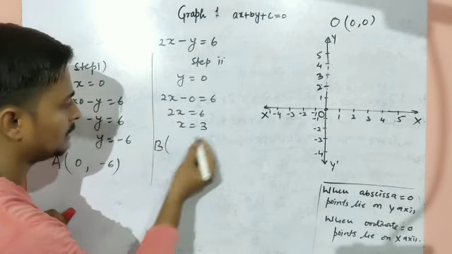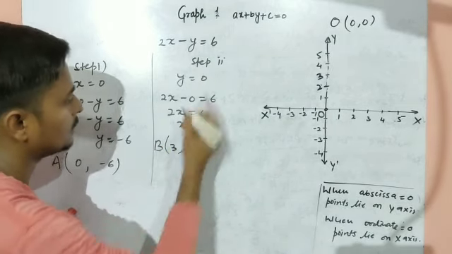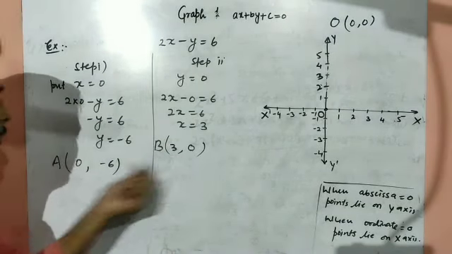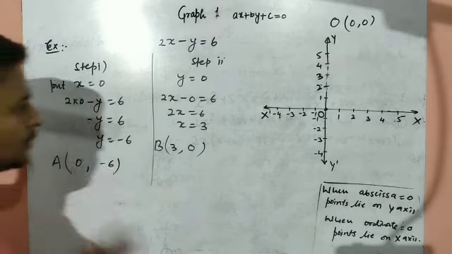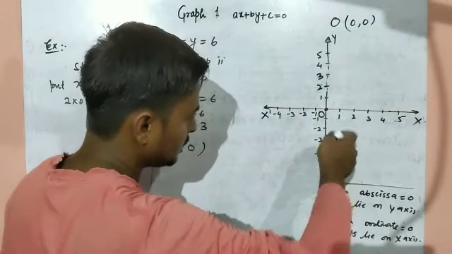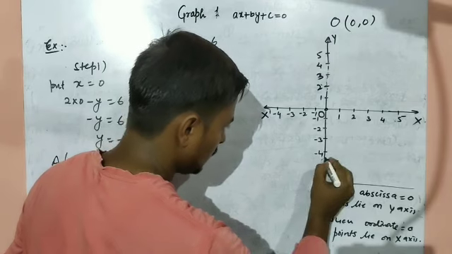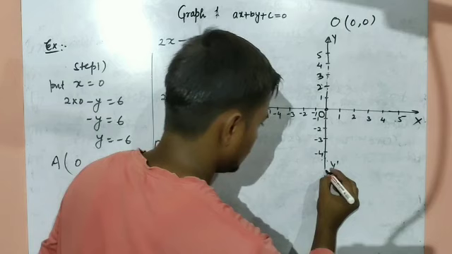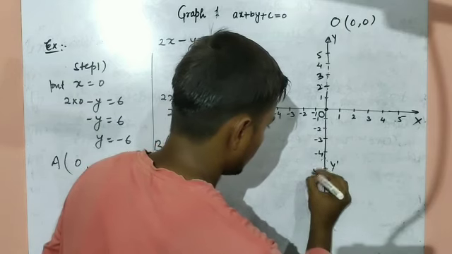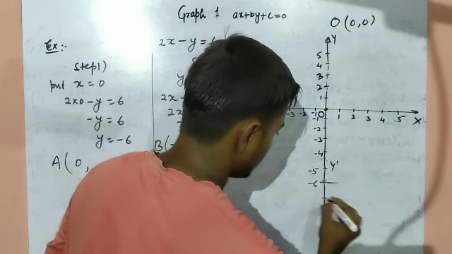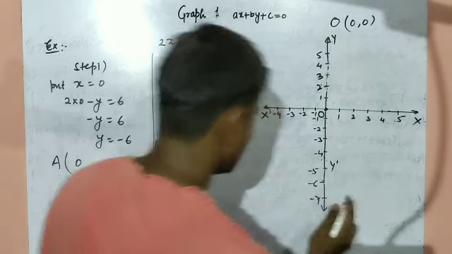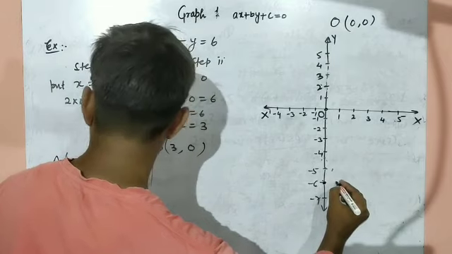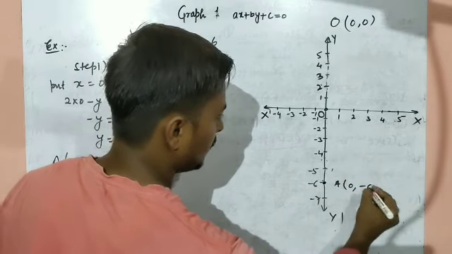So the point B is x is 3, y is 0. To locate these 2 points, x is 0, so y is minus 6. Where is this, on the y-axis, where is minus 6? So we will extend this, this is minus 5, this is minus 6, minus 7. So where is minus 6? This is y dash. This is minus 6. This is point A, 0 comma minus 6.